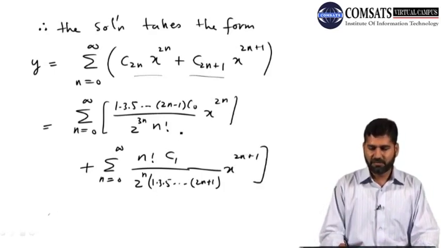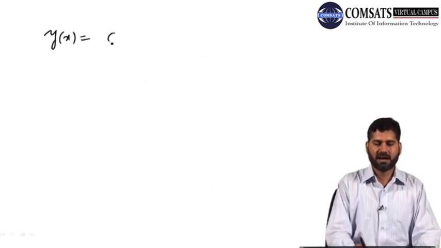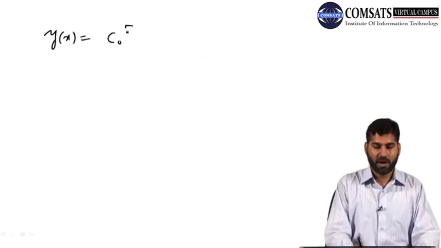All right. Now C0 is constant, you can bring it out. C1 is constant, you can bring it out. So what you can write, y of x is equal to C0 y1.